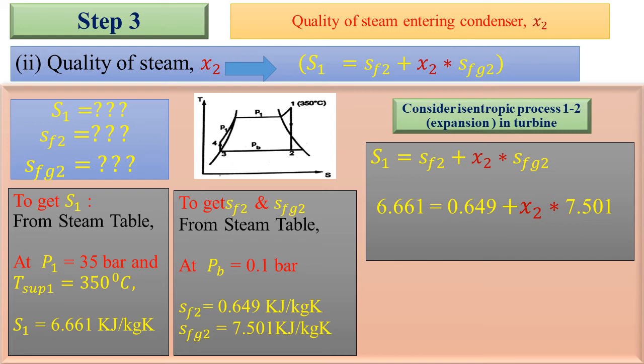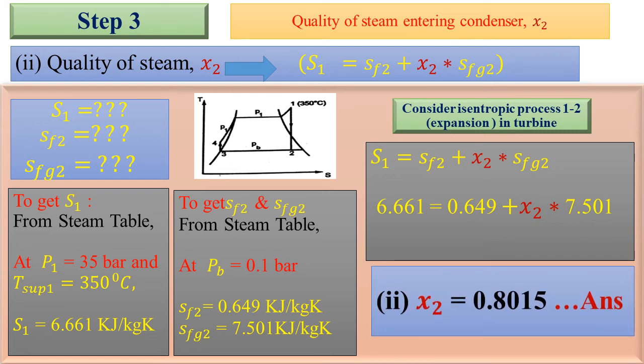S1, SF2 and SFG2: we have selected S1 from the superheated steam table, while SF2 and SFG2 come from the pressure-based steam table. We will substitute all the values in the formula and we will get the value of X2, that is, the dryness fraction at point 2. After substituting all the values we get X2 equals 0.8015.